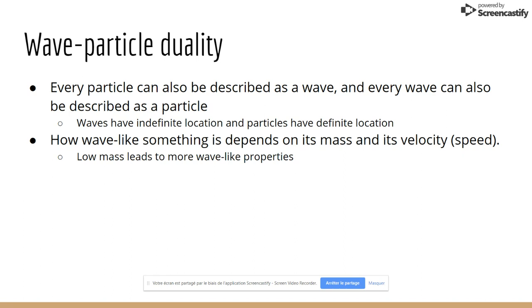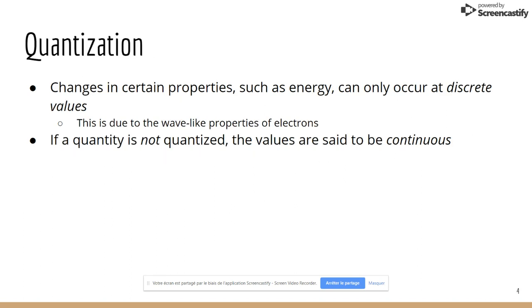How wave-like something is depends on its mass and its velocity. In general, things with very low mass lead to more wave-like properties. I'll elaborate a little bit more on this in class. There is actually a mathematical relationship for how wave-like something is, but it's not important enough for me to include it in the video. Pause here.